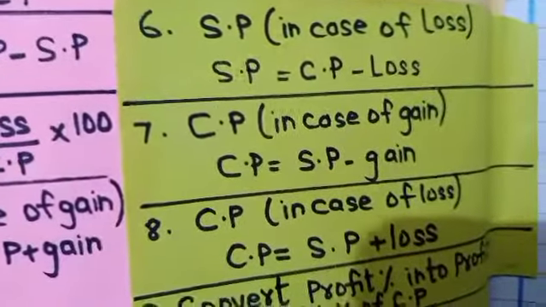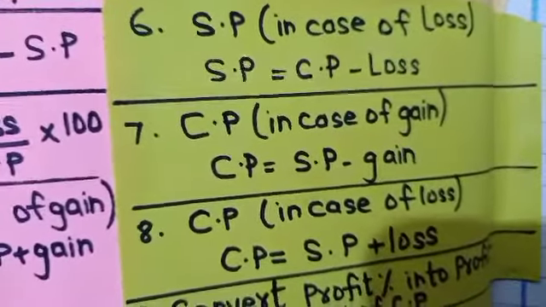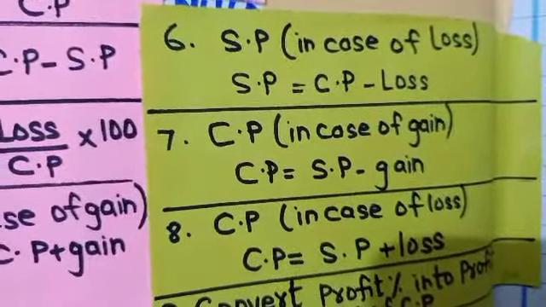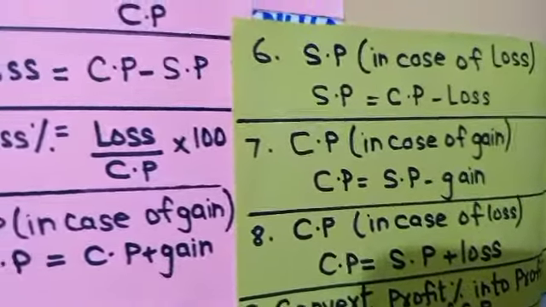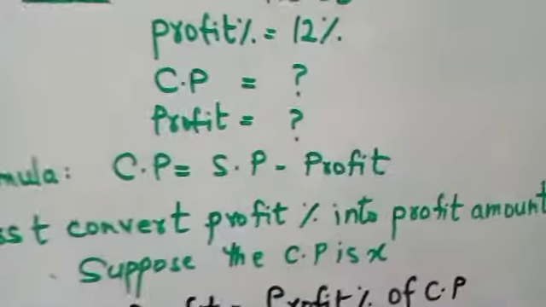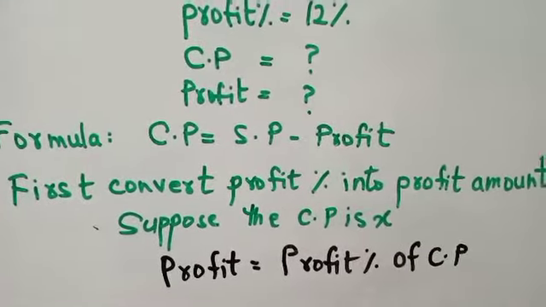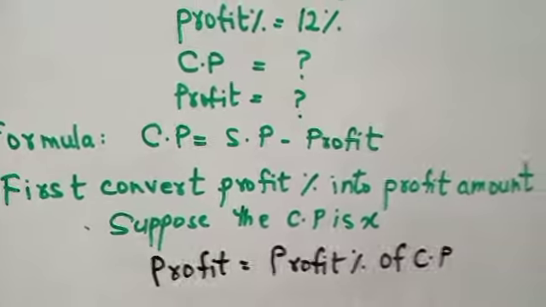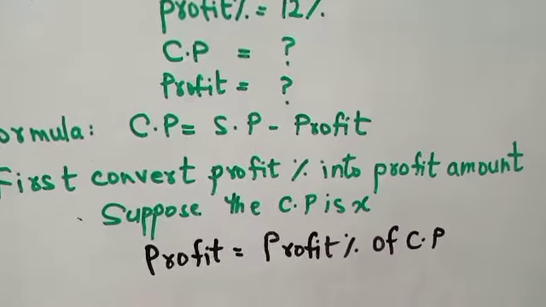So you will use formula number 7, which is cost price in case of gain. Cost price is equal to selling price minus gain. Gain is also known as profit. So whether you write gain or profit, both mean the same. Cost price is equal to selling price minus profit. Now here definitely again I have to convert profit percentage into profit amount. So you will write first: convert profit percentage into profit amount.